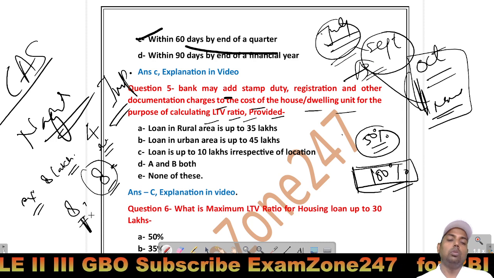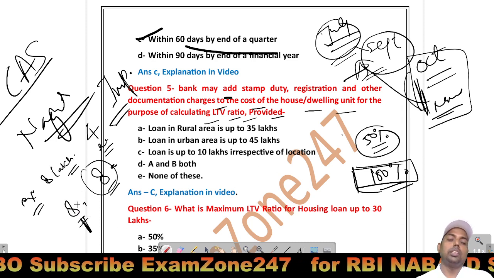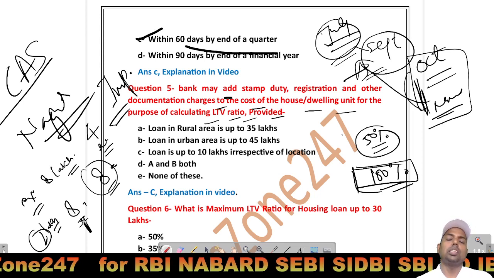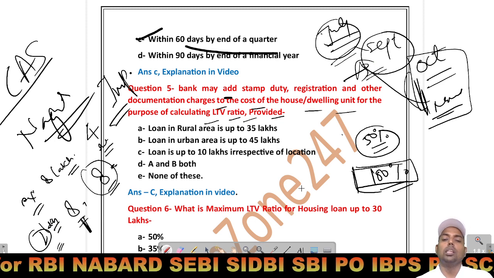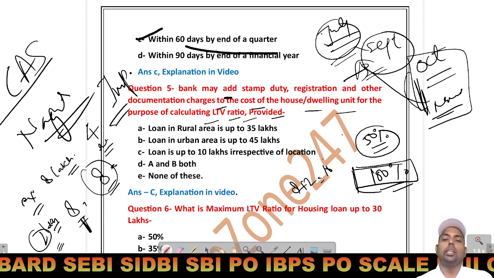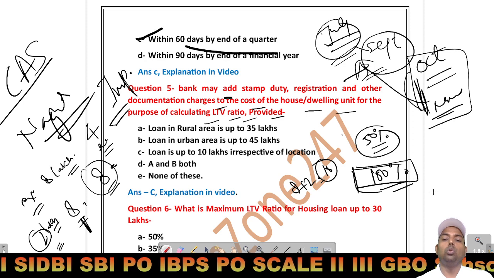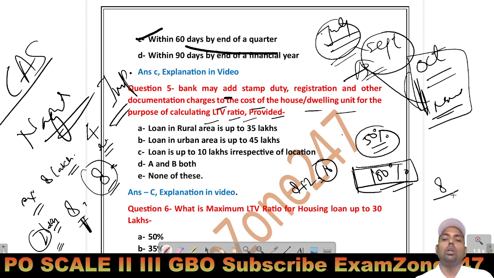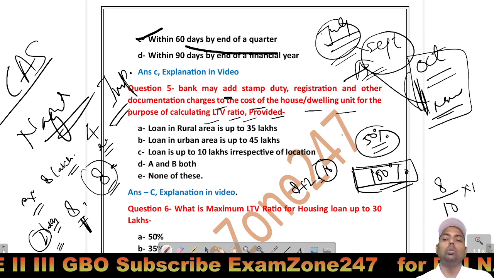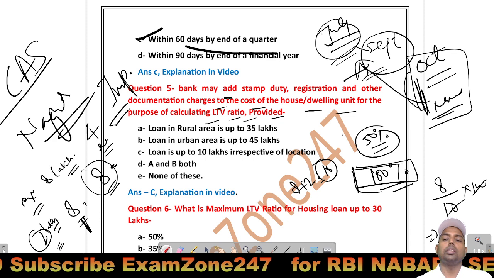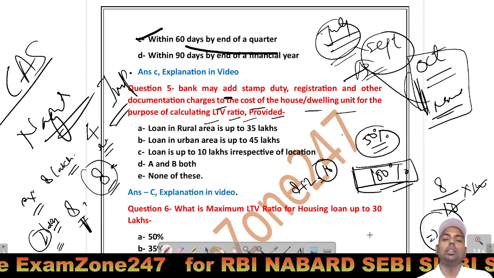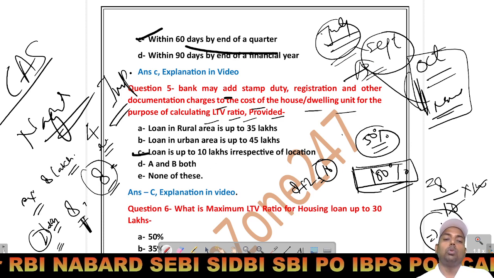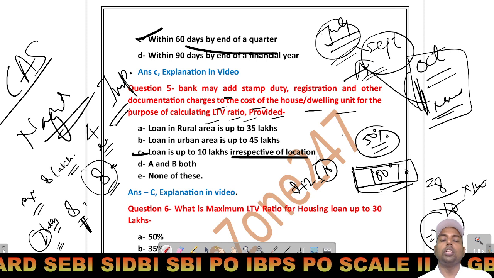Further, for small value, up to 10 lakhs, suppose the registration charges and other documentation charges were 2 lakhs, then 8 plus 2 is equal to 10. Okay, how to calculate loan to value ratio? What amount of loan is given? It is 8 lakh. What is the value? 10. So 8 by 10 into 100 is 80%, means LTV 80%. Now margin is available. The loan is up to 10 lakh irrespective of the location.